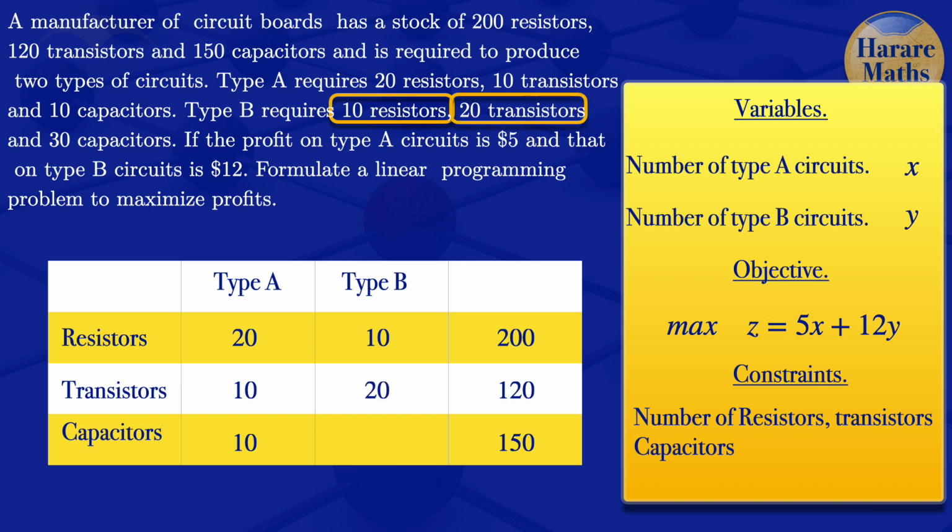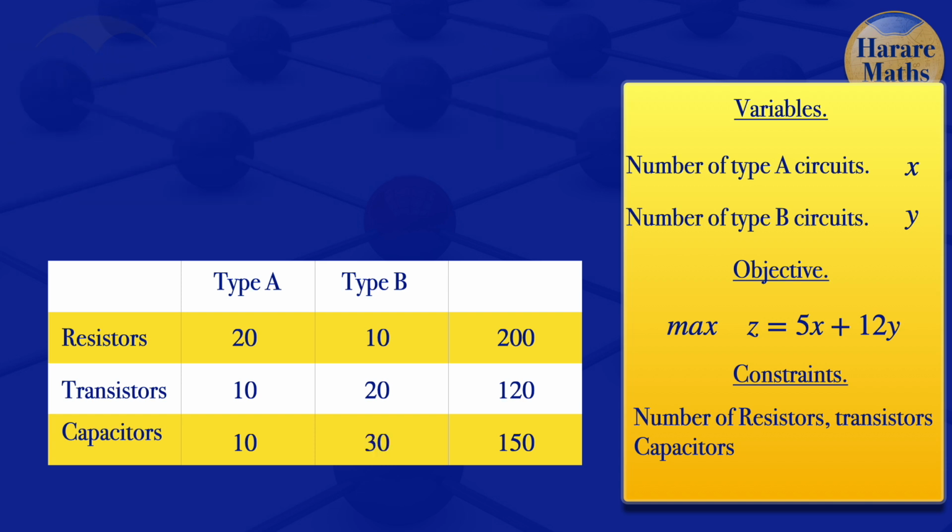So I'll write the 20 there. And 30 capacitors. So I'll write the 30 there. We now have the information in a table. So I can now go on and try to analyze what we are looking at.